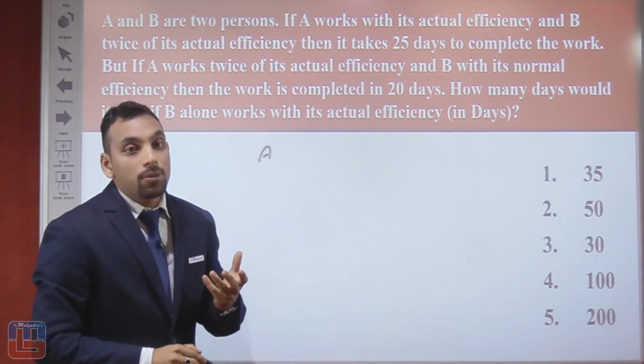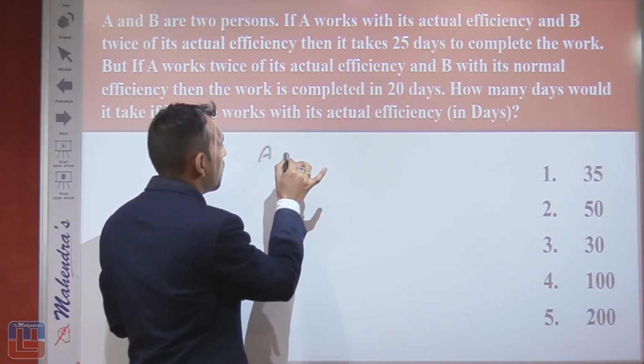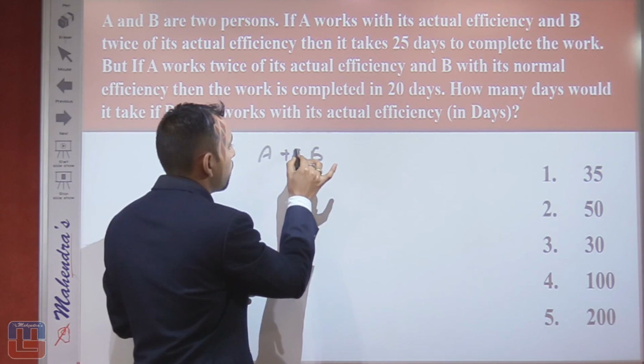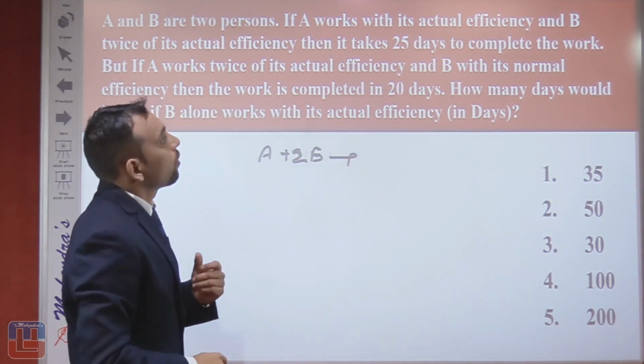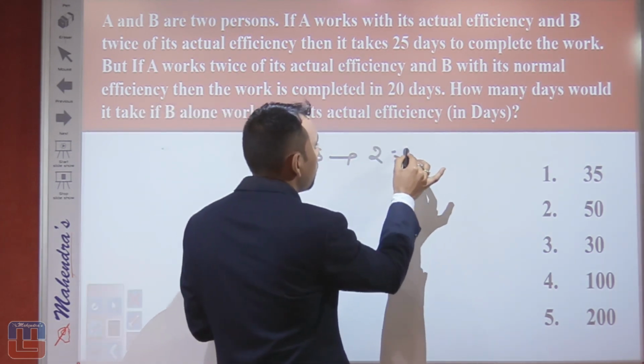Now A and B twice of its actual efficiency, which means we can say A plus 2B here. So the time is 25 days, right.